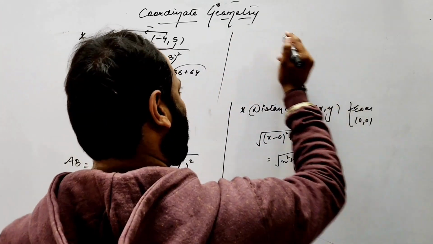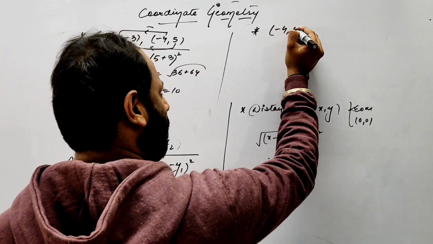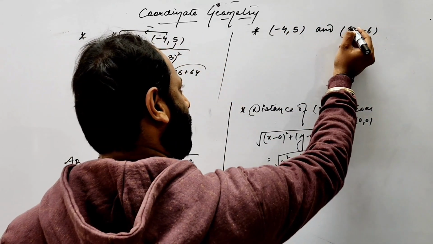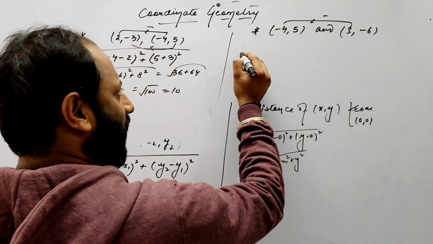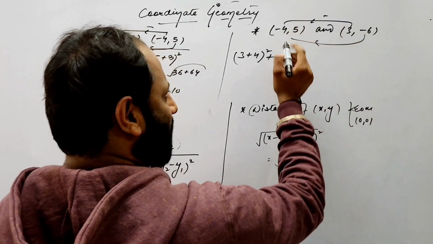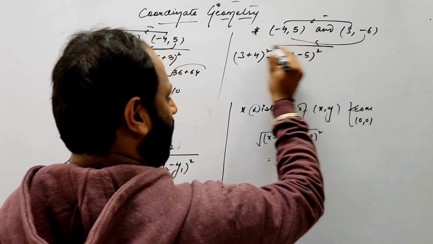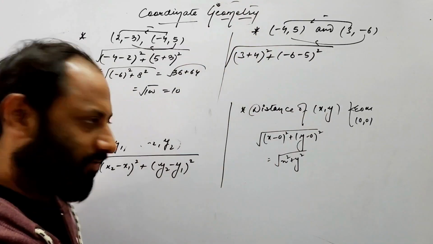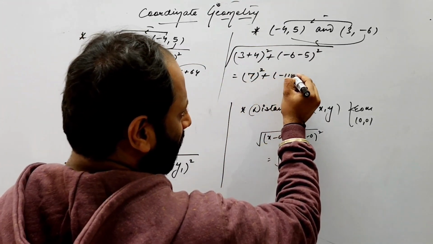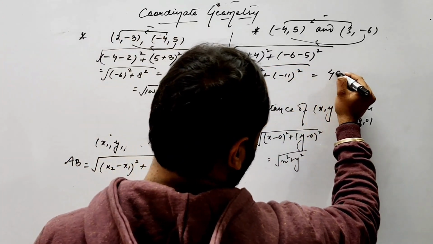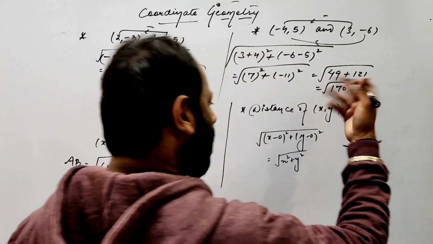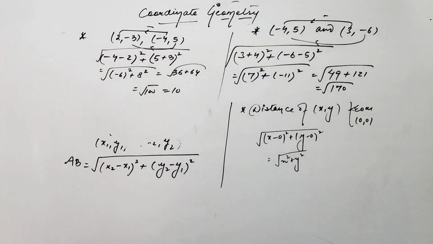We'll take one more example. Minus 4, 5, and 3, minus 6, suppose. Minus 3 minus minus 4, that is plus 4, whole square. Minus 6 minus 5, second point minus first point, x2 minus x1. 7 square plus 11 square, 49 plus 121, and this is root 170. If you are able to solve it, then solve this, otherwise leave it as it is.